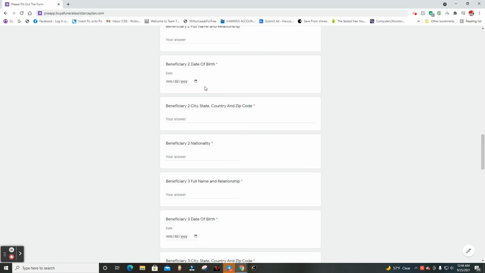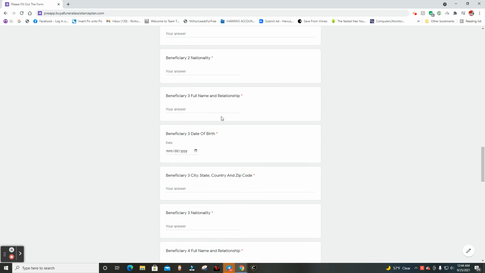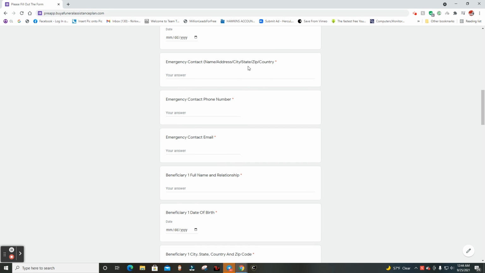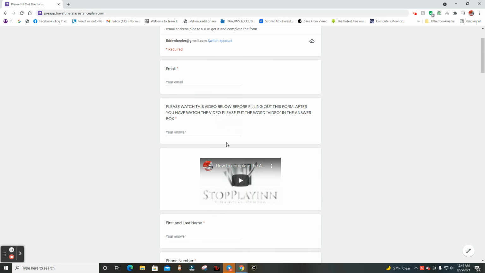So make sure they fill all this out, and then they're going to hit submit down here. When they hit submit, you will get a copy of this in your email. So now you'll have all their information. When you get them on the phone, you can already have this populated and in the computer waiting. All you need now is their payment information.